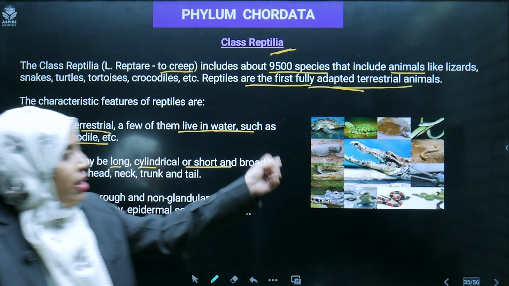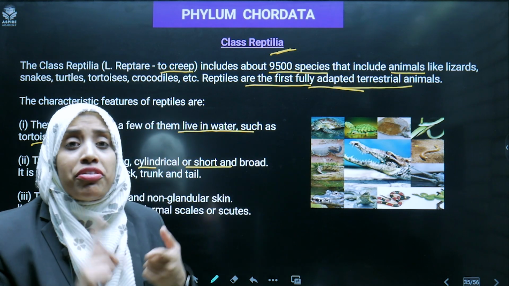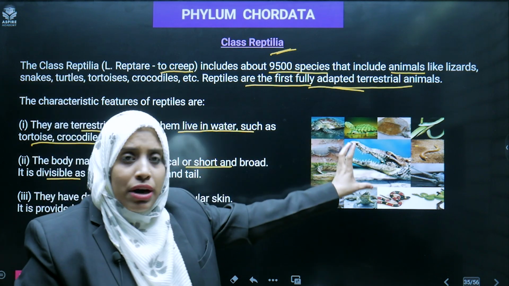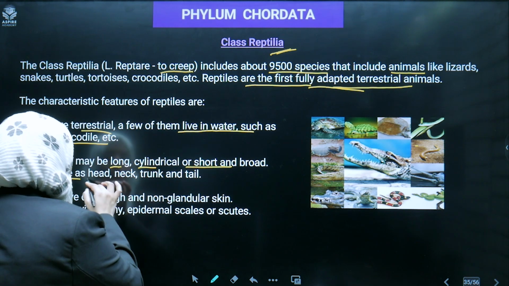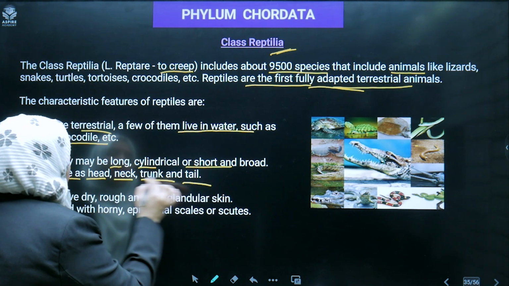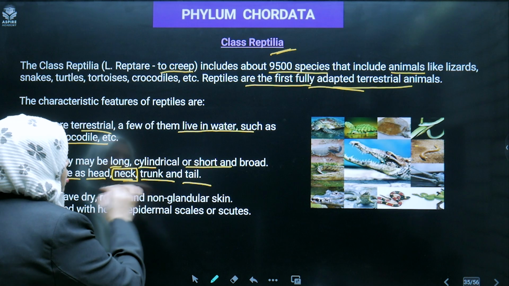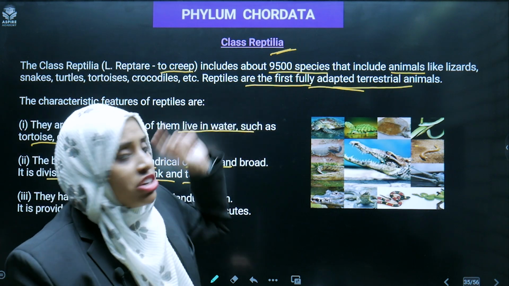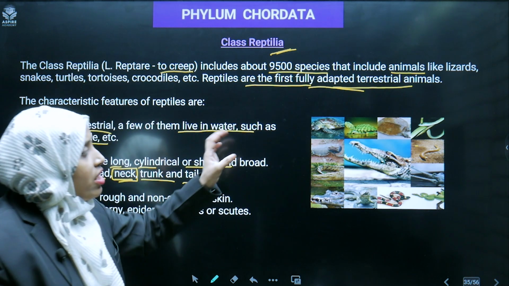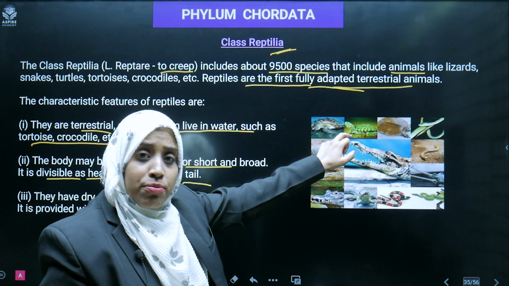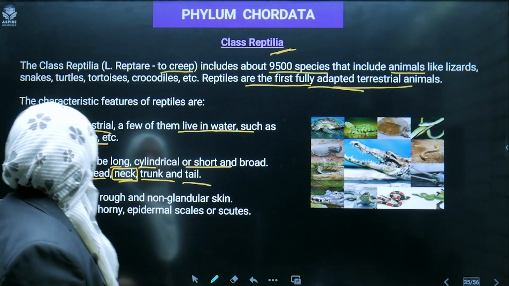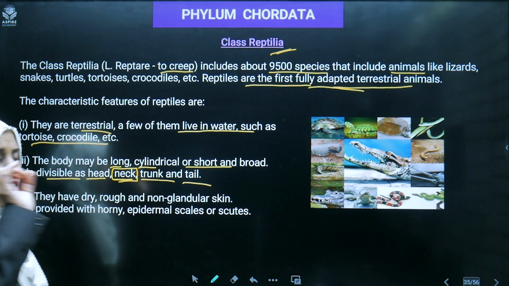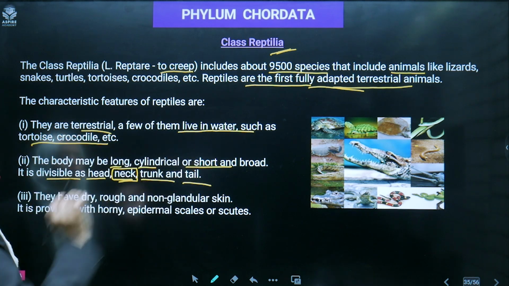It is divisible. So the reptile's body can be differentiated into the head, then the trunk, and the last part, that is the tail. So head, neck, trunk, tail. The neck is also the most distinguishing feature. You can differentiate here. You can even just point out this neck part also. After the head there is the neck, then the trunk, and then the tail. So the body is fully divisible into these four parts.